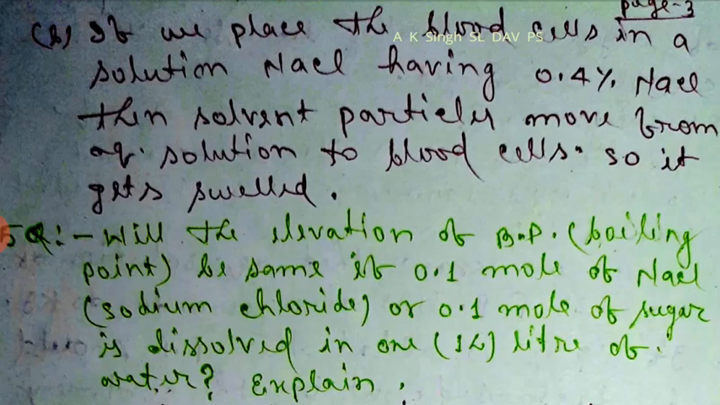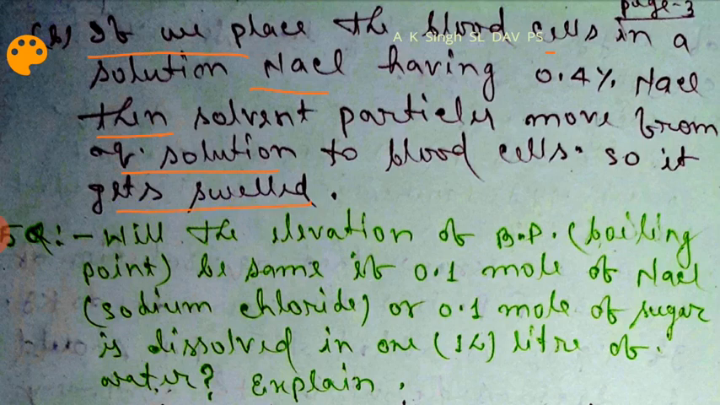Now the second question: if the blood cells are added in a 0.4% aqueous solution, if we place the blood cells in a solution of sodium chloride having concentration 0.4% NaCl, then solvent particles move from the aqueous solution, that is 0.4%, to the blood cells, which have concentration 0.9%. So what happens? It gets swelled.